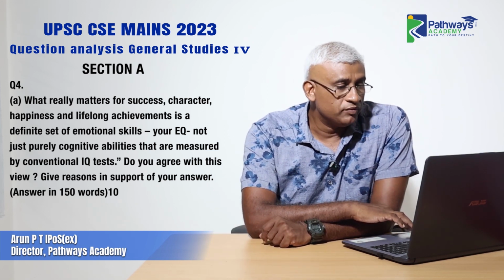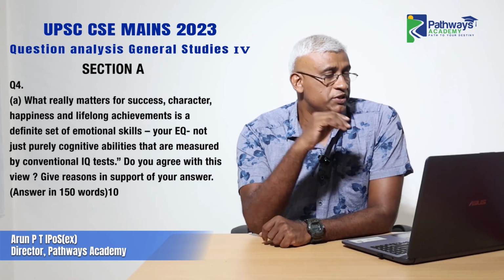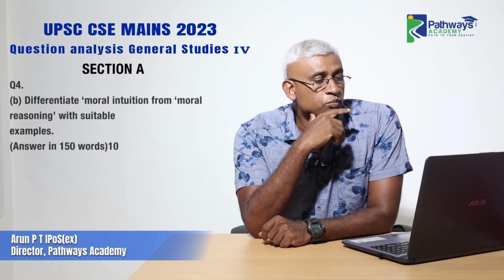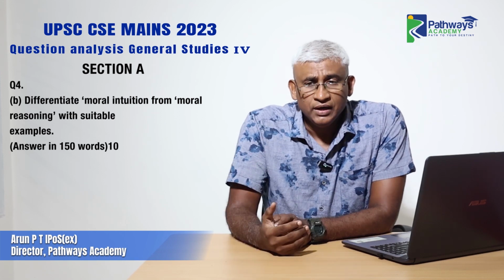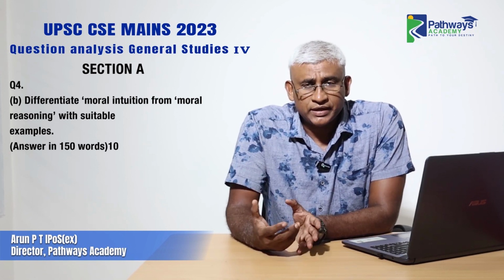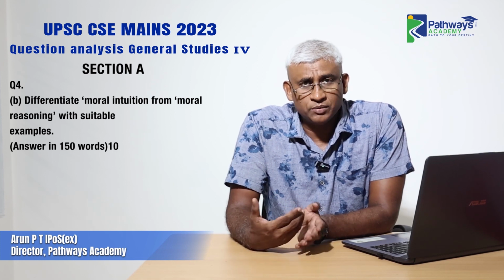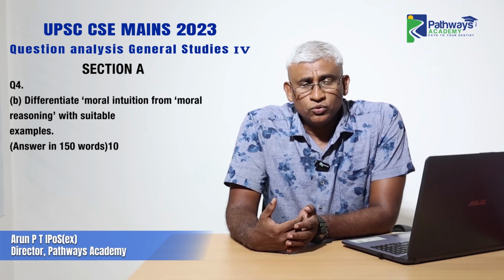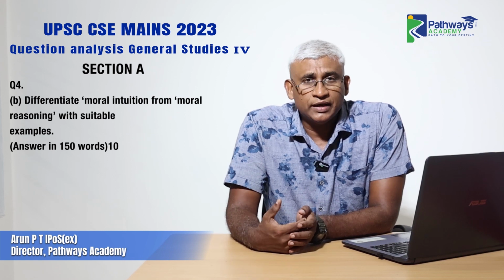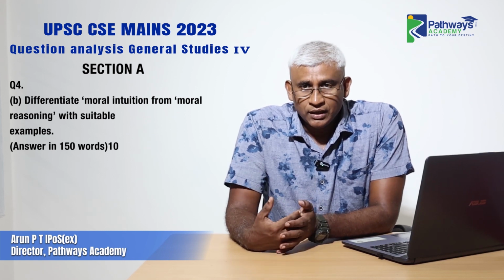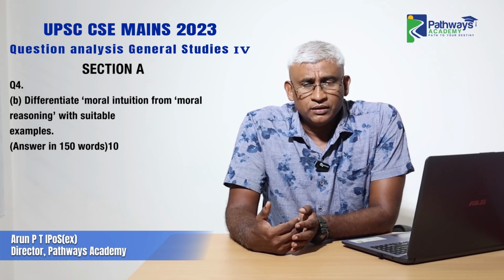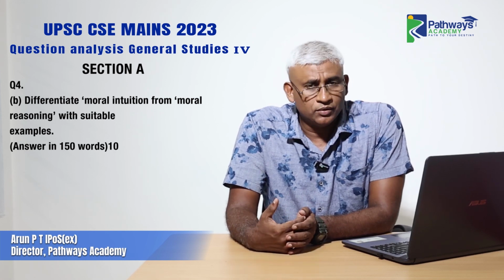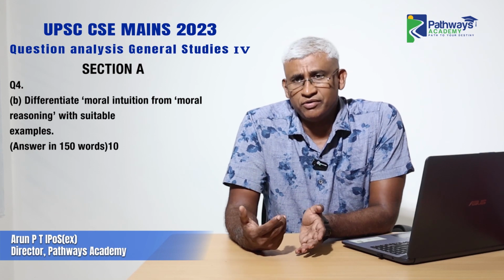Then we have another question, a sub-question of question 4. Differentiate moral intuition from moral reasoning with suitable examples. So basically, intuition and reasoning are the two sides of our thinking. One is below conscious, what you normally refer to as gut feeling. The other one is more deliberate, planned, reflective thinking. I think both are important. Only thing, sometimes you feel it's not right.